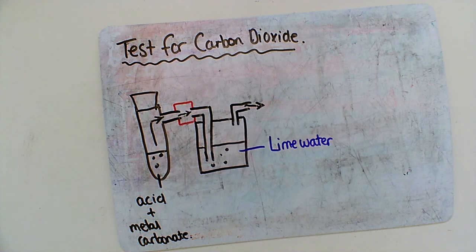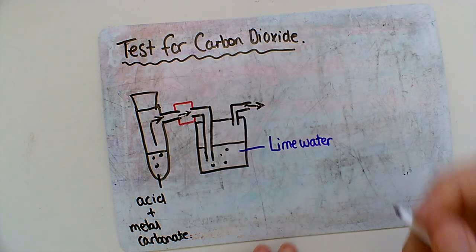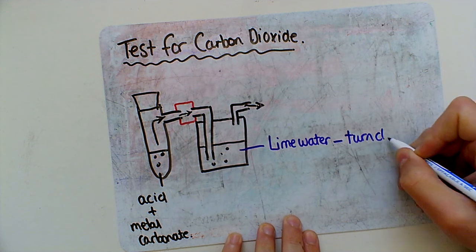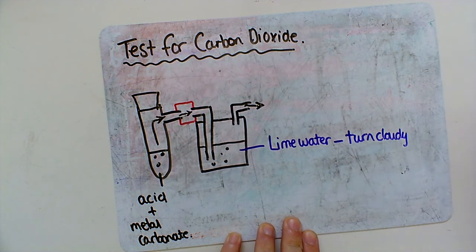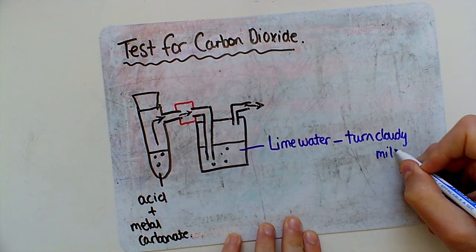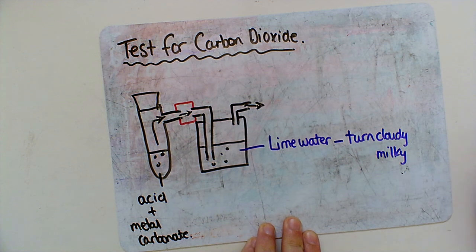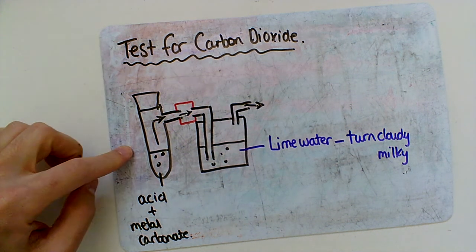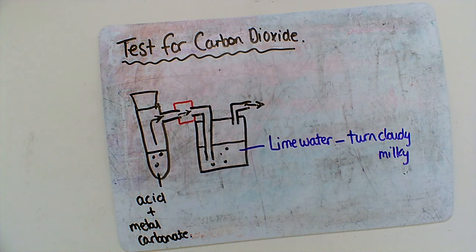If you have carbon dioxide, this will turn cloudy, sometimes called turning milky. It just means it gets white. You start to see sort of a solid powder, white powder start to form. And that is our test for carbon dioxide. And you need to know that test, and you might need to be able to draw that diagram. We'll just review.